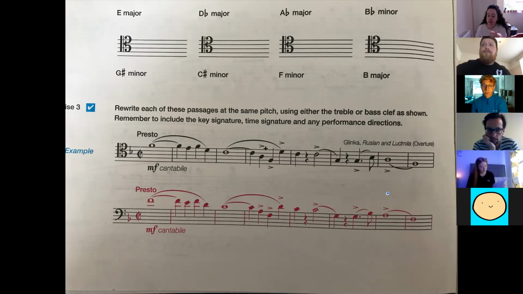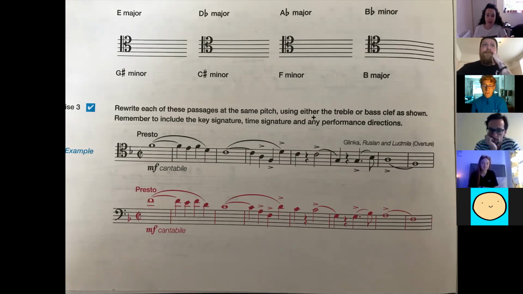There's a performance direction on this example. Presto, moderately loud. It's all in there, isn't it, on the next example? So you must make sure you copy all those over. Yeah. So they will be at exactly the same pitch. If you were to give that to a bassoon player and a bass player, they will play exactly the same notes, even though they live in a different place on the stave, don't they, because of the clef. So you have to be really careful there.